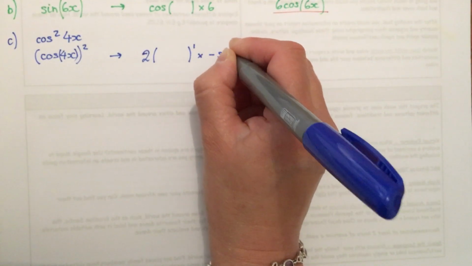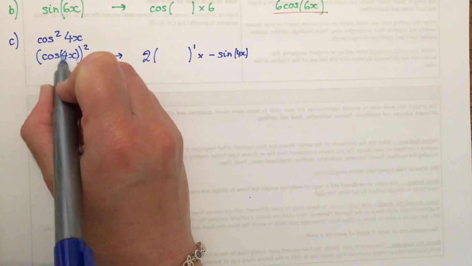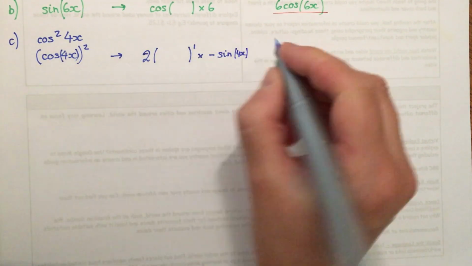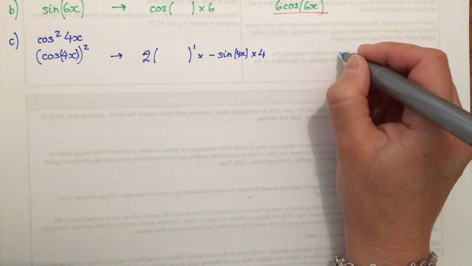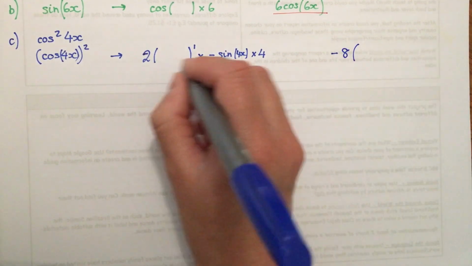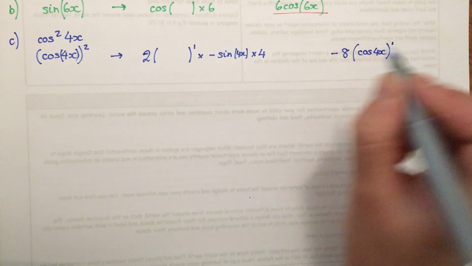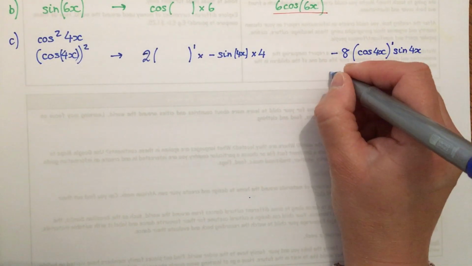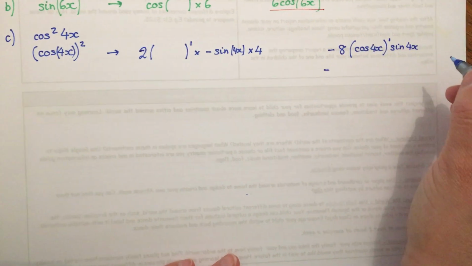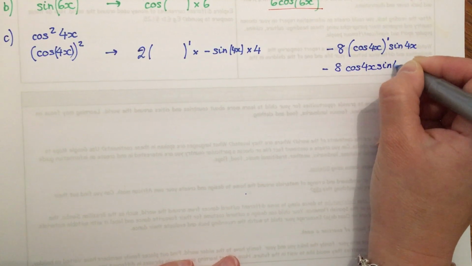If I differentiate cos something, I get minus sine something, but this time my something is the little 4x in the middle, and then we also have to differentiate this, and if you differentiate 4x, you get 4. So all together, I've got 2 times negative times 4, so minus 8 of the big brackets, which is cos 4x, to the power of 1, times sine 4x. And then I don't need this power of 1 here, so my answer is minus 8 cos 4x sine 4x.